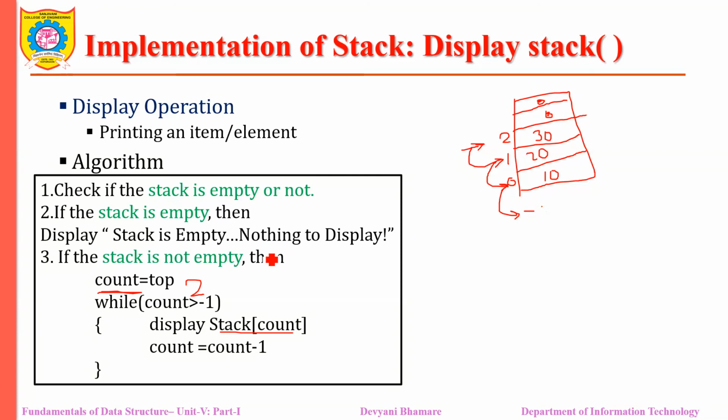Means this condition is false, right? Until the count is equal to -1, we need to display that element and decrease the count by 1. So by this logic, we are able to display the stack.